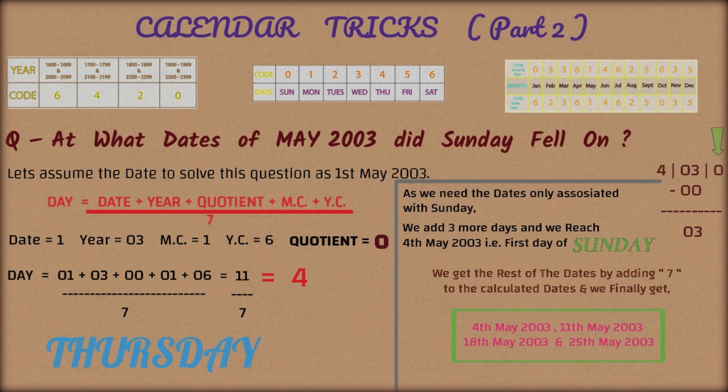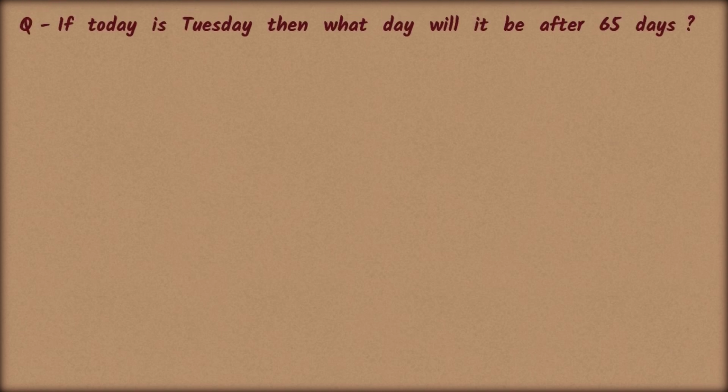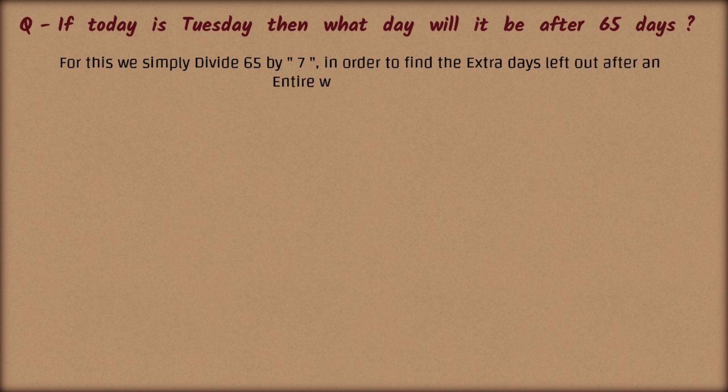Well, just like this one, there is also another very simple type of question which is asked like this. If today is Tuesday, then what will be the day after 65 days? Well, as most of you can easily answer this, we just need to divide 65 by 7, because on every 7th day, Tuesday will be repeated. So when we divide 65 by 7, we get the remainder as 2.